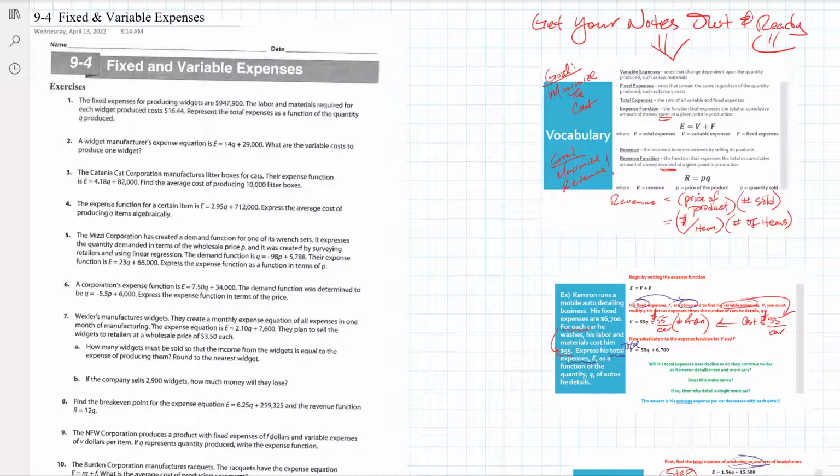Hey, listen, we're going to get into section 9.4 here in financial algebra. And once again, I'm Mr. Aynesworth here at Great Oak High School. And we're going to get into a little lesson here on fixed and variable expenses.